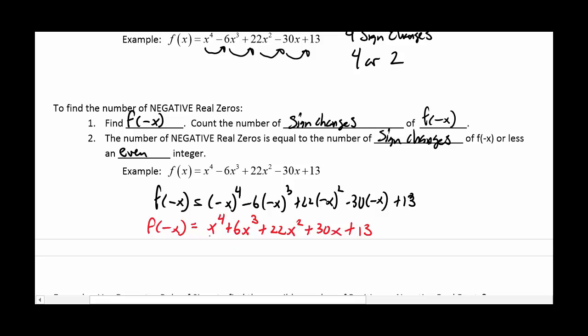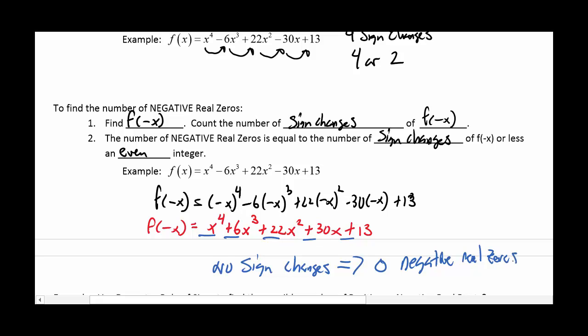And notice that's positive, positive, positive, positive. So there's no sign changes. Okay, so no sign changes, which tells me that there are 0 negative real zeros. Okay. So before we attack a problem like this, it's a nice, real quick thing that sort of gives us a hint as to what to look at.